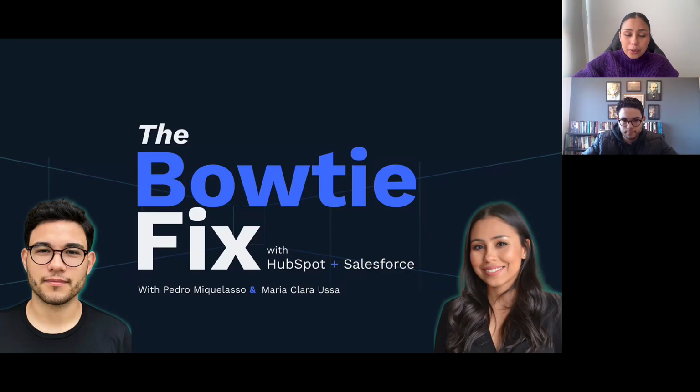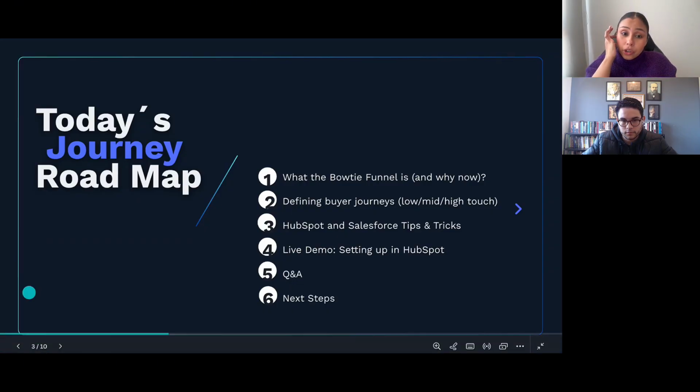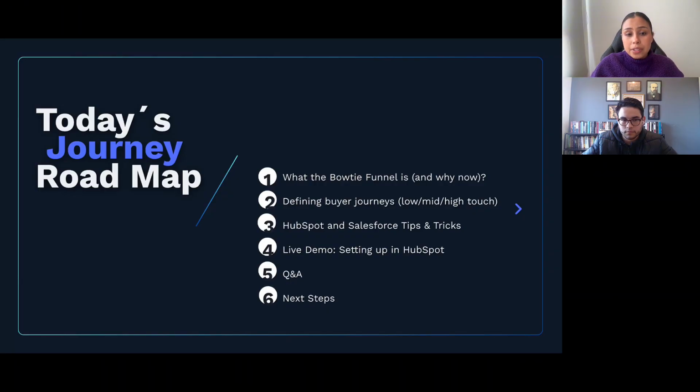So here's our agenda. We're going to cover what the Bowtie funnel is and why now. Then, defining your buyer's journey in low touch, mid touch, and high touch. Then HubSpot and Salesforce tips and tricks to make this work in practice. Of course, a live demo where we're setting everything up inside HubSpot. And at last, the Q&A to tackle your specific questions. And finally, some next steps if you want to keep building on what you learned today.